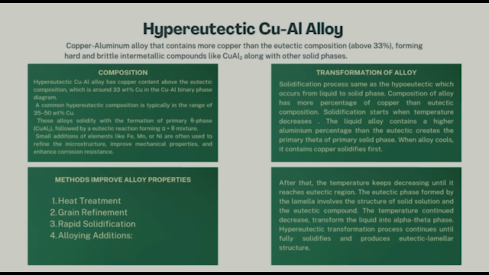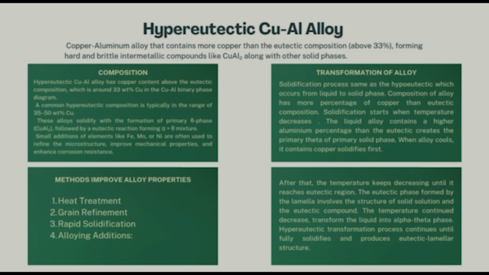A common hyper-eutectic composition is typically in the range of 35 to 50% of copper. This alloy solidifies with the formation of primary theta phase, followed by a eutectic reaction forming alpha plus theta mixture. Small additions of elements such as ferrum, manganese, and/or nickel are often used to refine the microstructure, improve mechanical properties, and enhance the corrosion resistance.